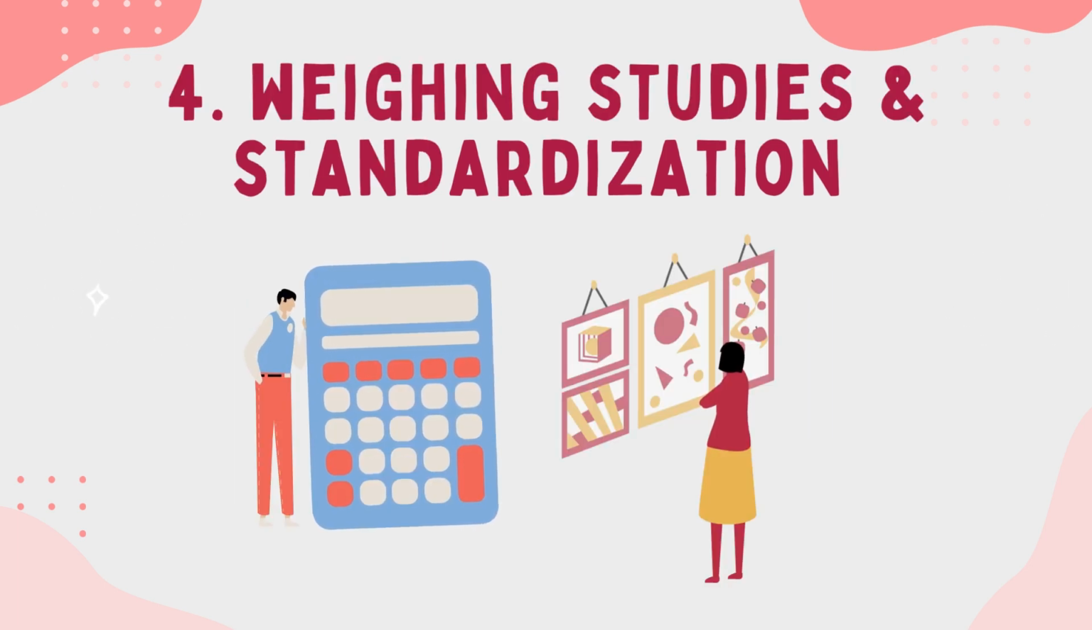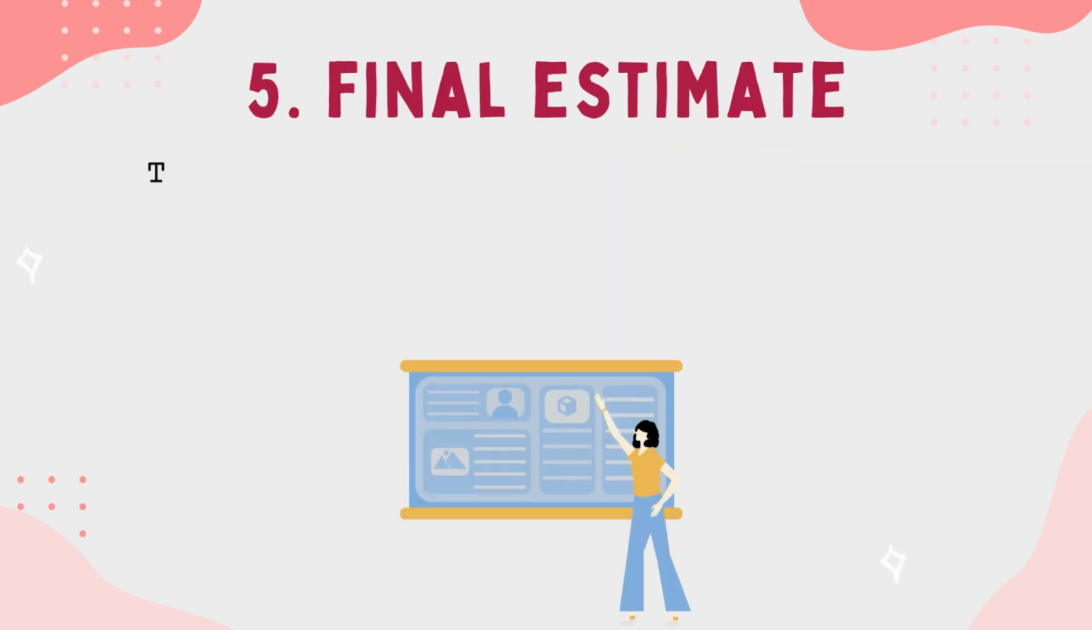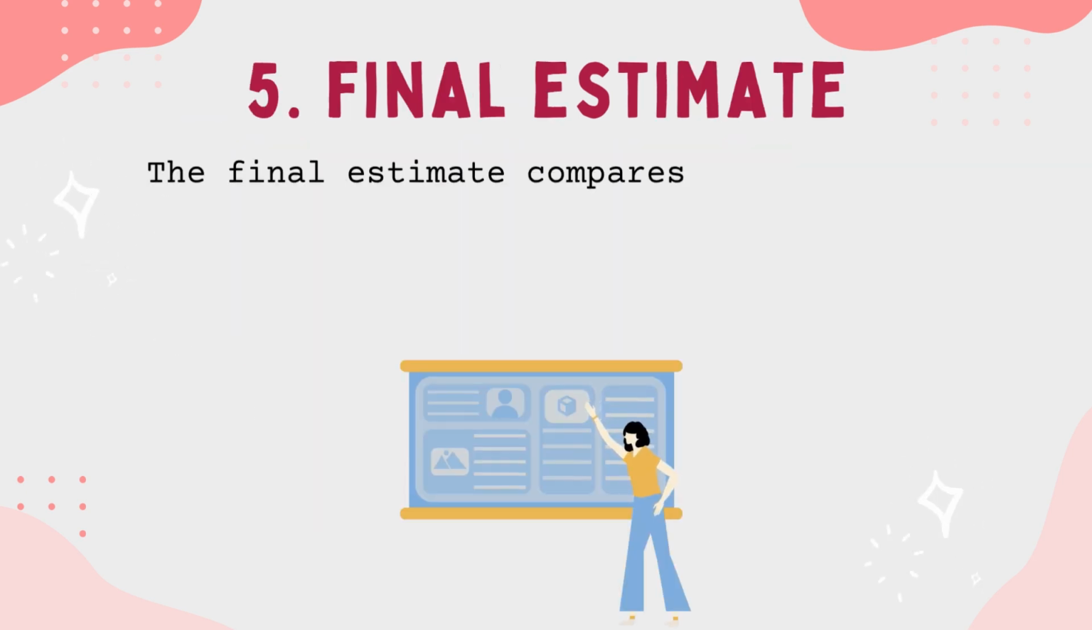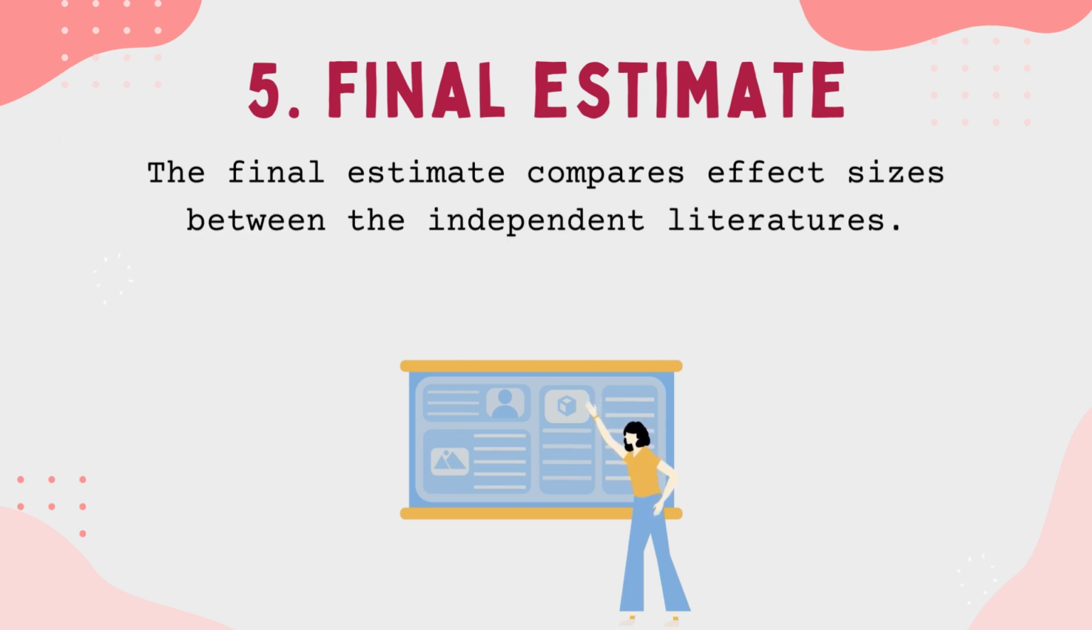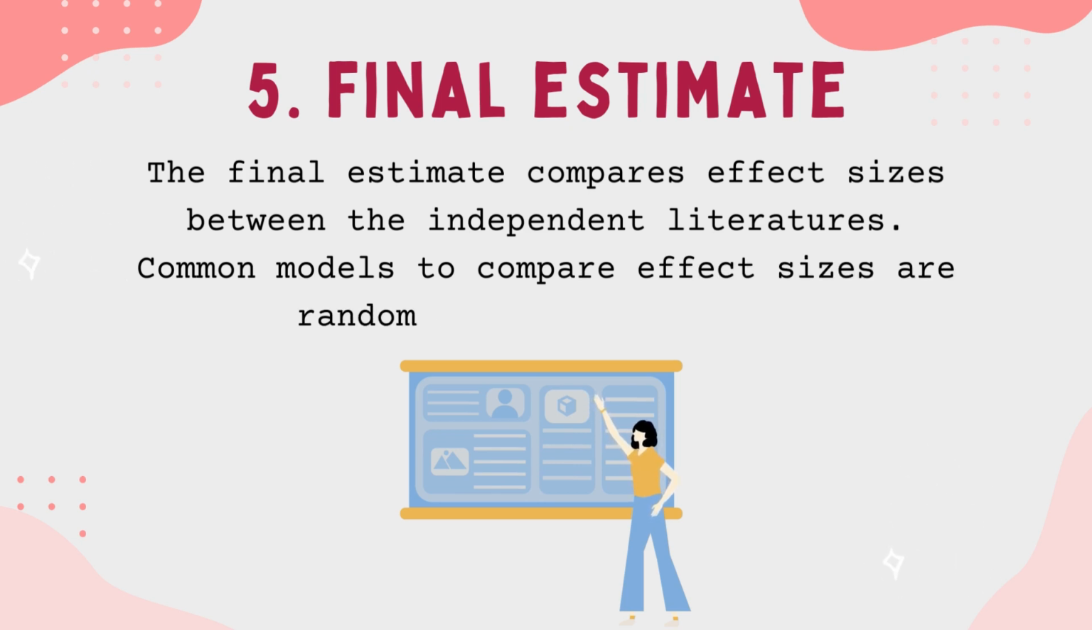The fourth step is weighting the studies and standardization. Standardizing the studies will allow for comparable results and allow for one to calculate the mean and variance from all the studies. This is also referred to as the effect sizes. The last step is the final estimate. The final estimate compares effect sizes between the independent literatures. Common models to compare effect sizes are random and fixed effects.